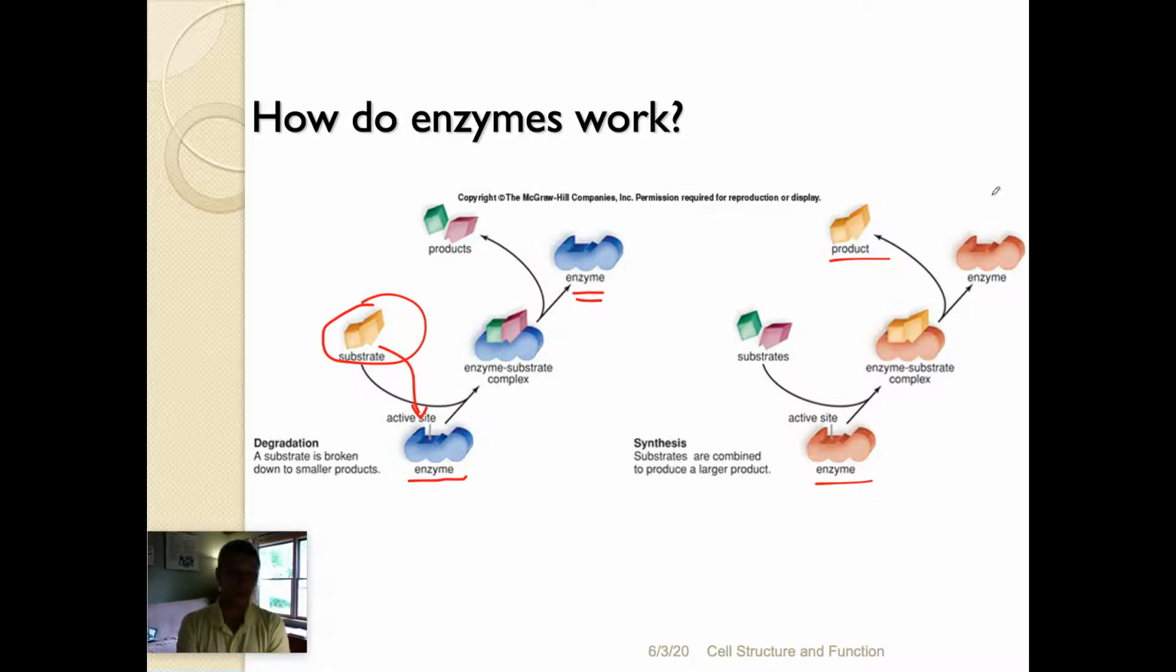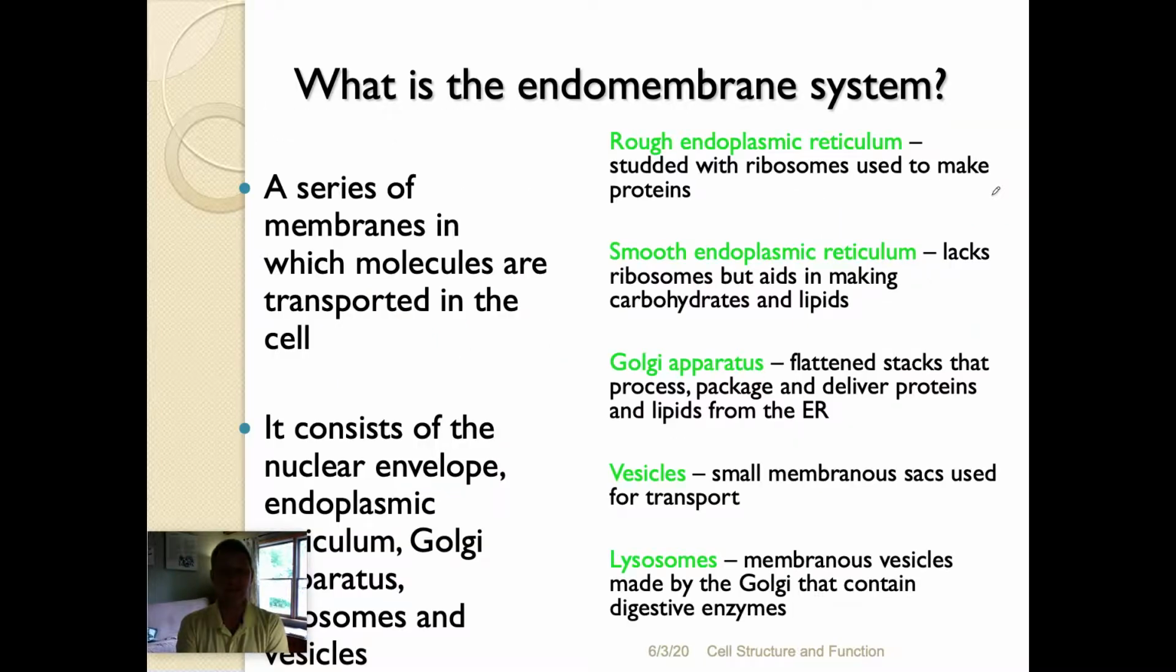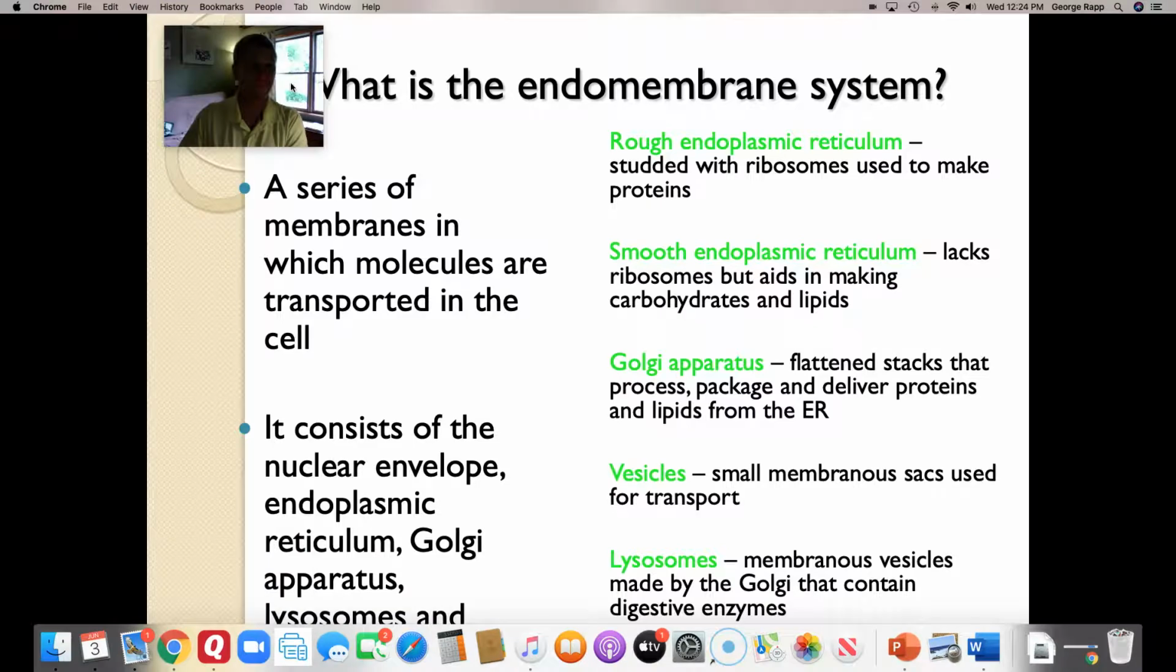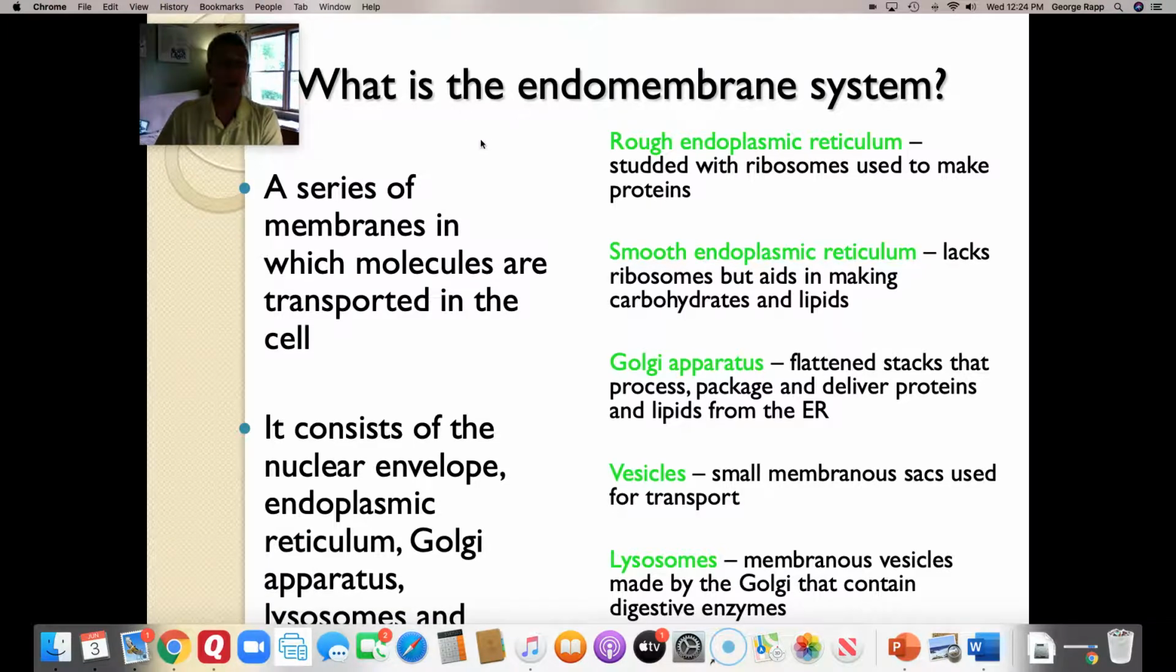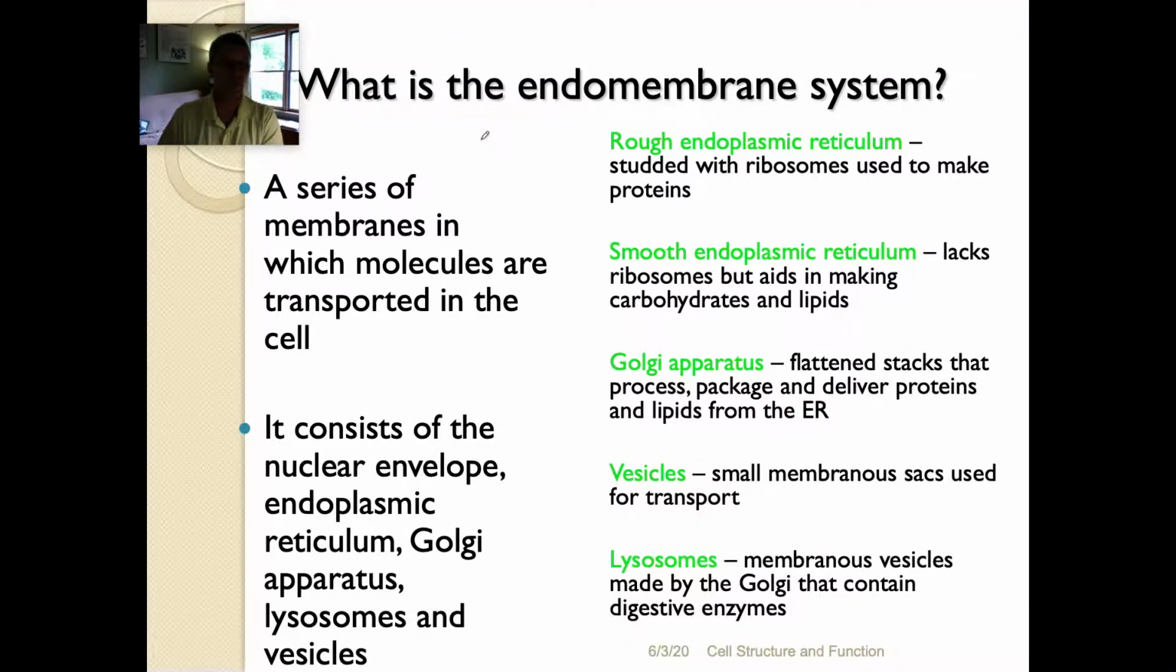But they have similar active sites and similar jobs. Now, what is the endomembrane system? Well, this is a series of membranes in which molecules are transported throughout the cell. There are several major parts of the endomembrane system.